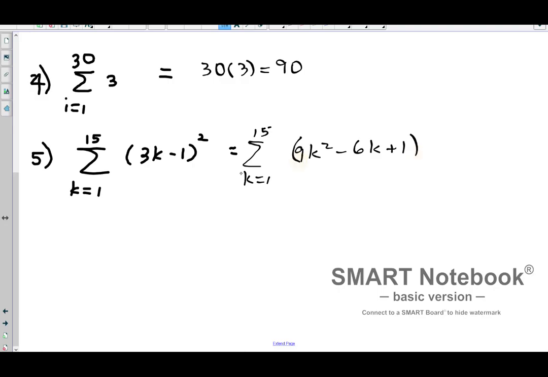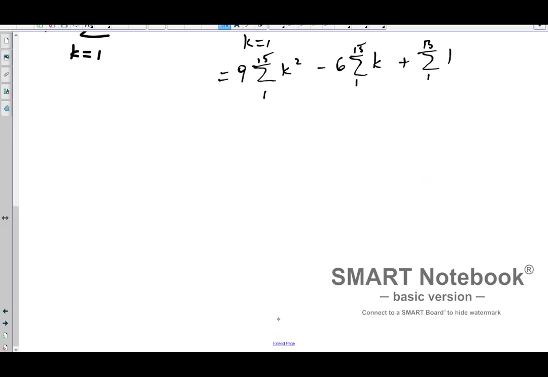And then distribute your sigma notation over each and every term here. And while I do that, I will also factor out the constant multiples. So I have 9 times summation of k squared minus 6 times summation of k plus summation of 1. In each case, k goes from 1 to 15, 1 to 15, and 1 to 15.